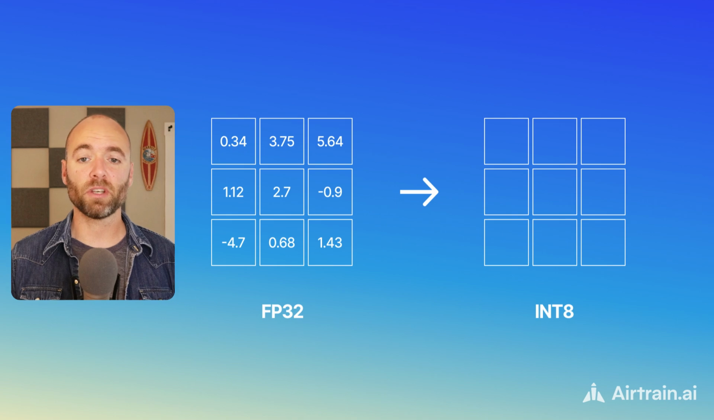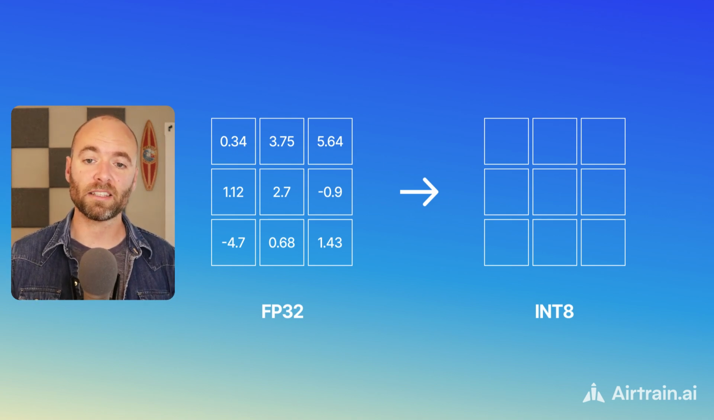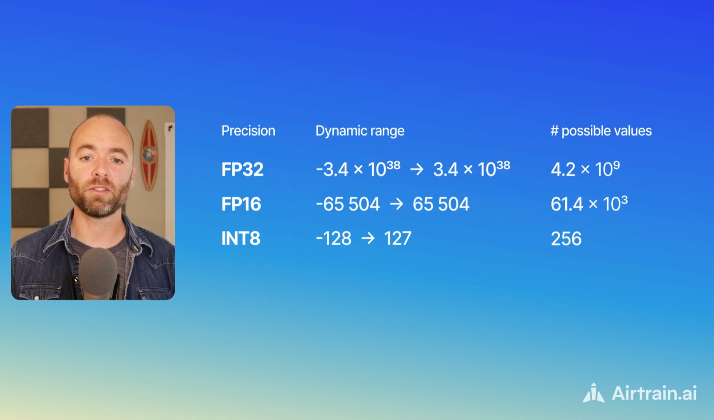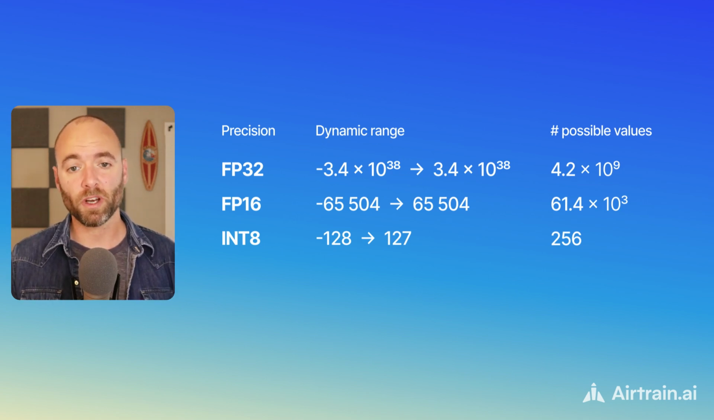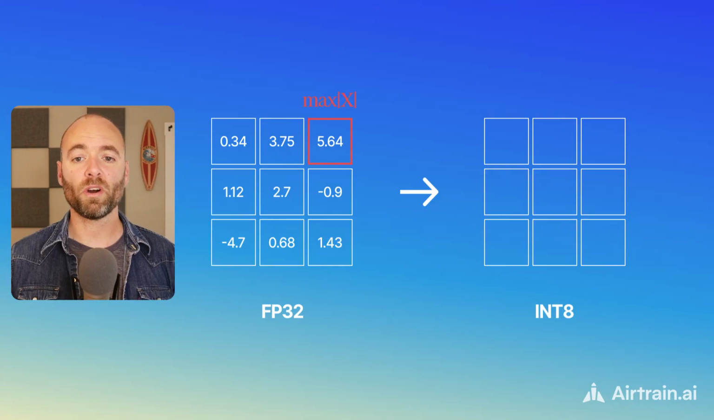Let's quantize this matrix from floating point 32 to integer 8. The idea is to map values from the set of FP32 possible values to the set of integer 8 possible values. The set of FP32 possible values contains about 4 billion values ranging from negative 3.4 times 10 to the 38 to positive 3.4 times 10 to the 38. The set of integer 8 possible values is much smaller, only 256 values, and it includes all integers from negative 128 to positive 127.